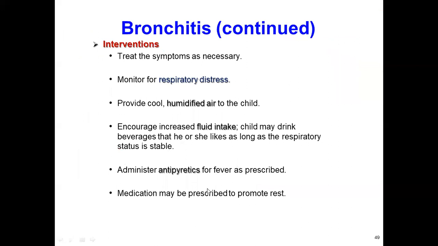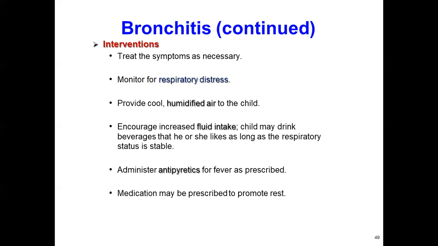Next, what if your patient develops bronchitis? What are the interventions or nursing care? We provide humidified oxygen and always keep the suction equipment at bedside, or suction the nasopharynx, encouraging fluid intake. It is the target.